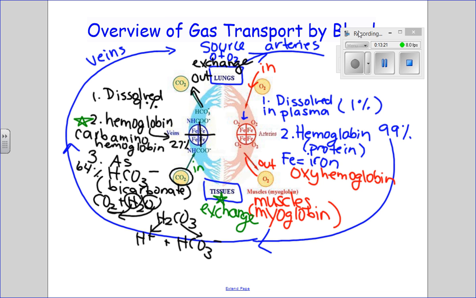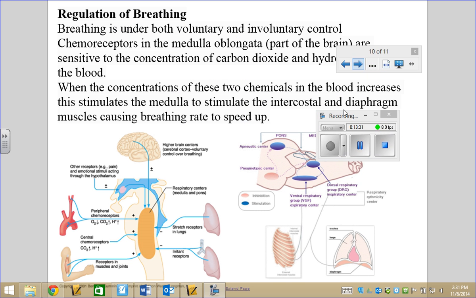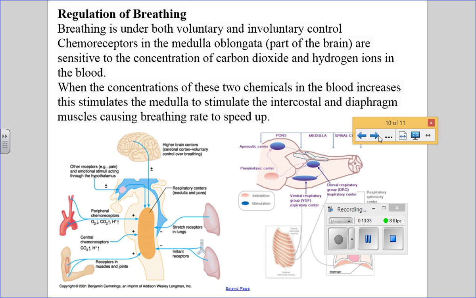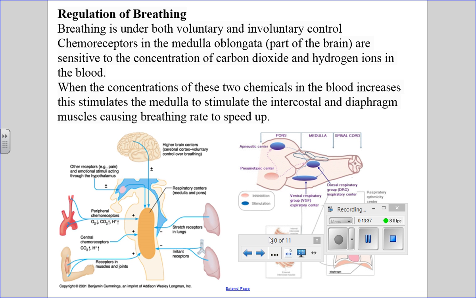So the next thing I'd like to show you is a little bit about how your breathing is controlled, because this relates to gas levels in your blood. So we're talking about regulation of breathing.